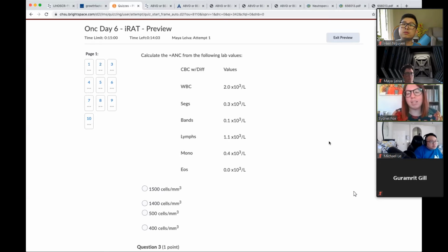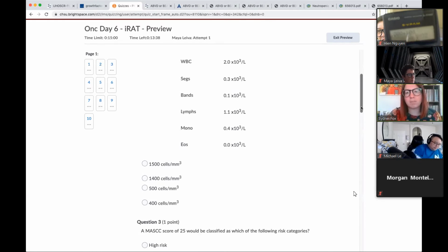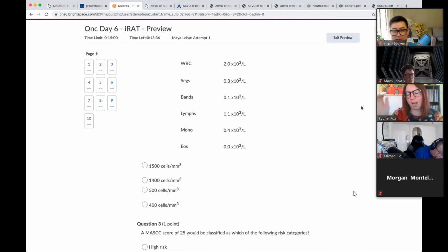And then I tried not to put too many calculations on this IRAP, but there are a lot more if you've already seen the application. So what was this patient's ANC? 400. That's correct. So there are multiple different ways to calculate the ANC, and you're going to practice each of them if you haven't already during the application. So we won't spend a lot of time here.